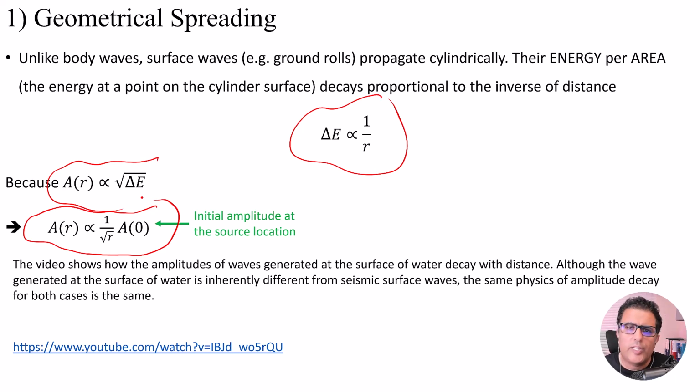It doesn't matter if we deal with body waves or surface waves, we should expect some attenuation due to geometrical spreading, but because of the nature of body waves and how they propagate, they are attenuated faster due to the geometrical spreading.